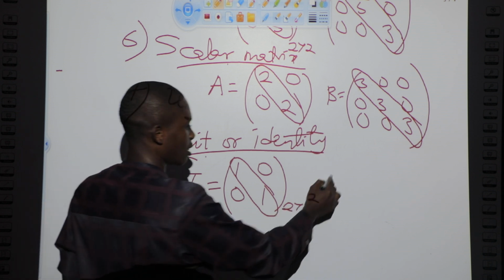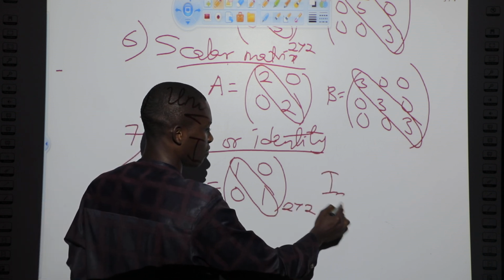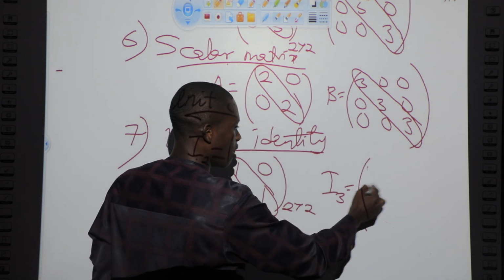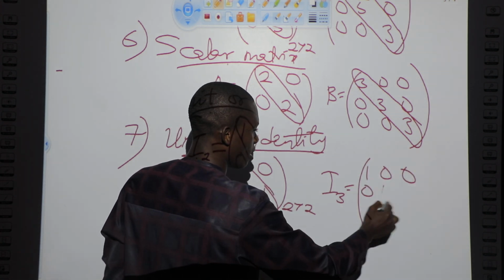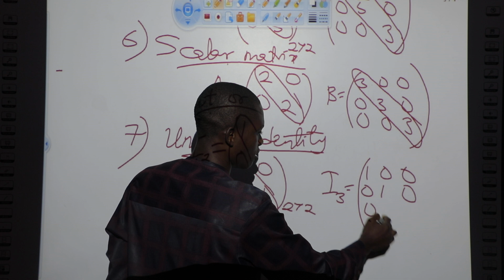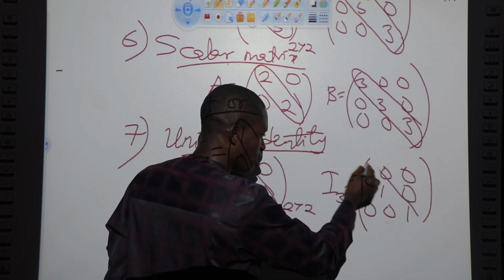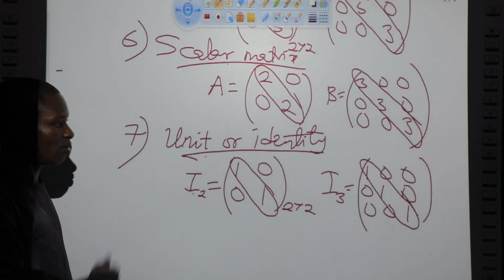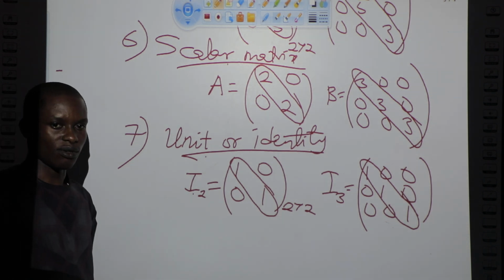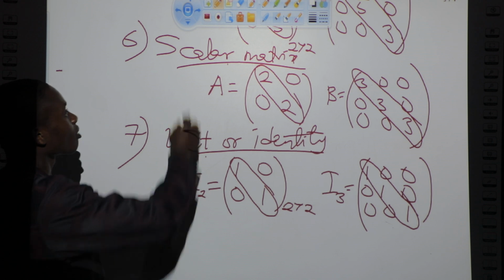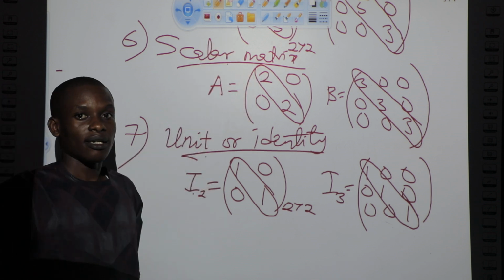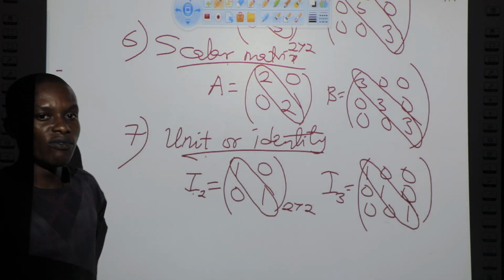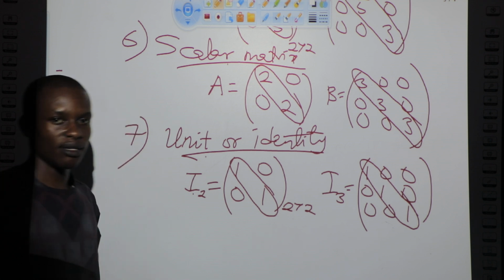If it is 3 by 3, you have identity matrix of order 3 equal to 1, 0, 0, 0, 1, 0, 0, 0, 1. You can see this is what makes it unique. The principal diagonal elements are 1. That is for the types. We will now be moving to determinant of a matrix.